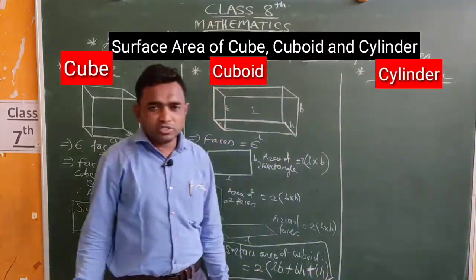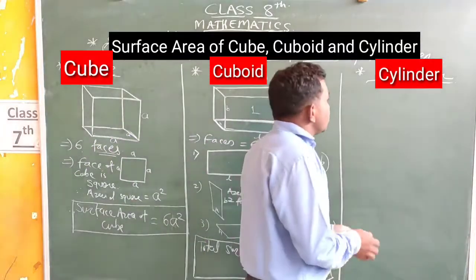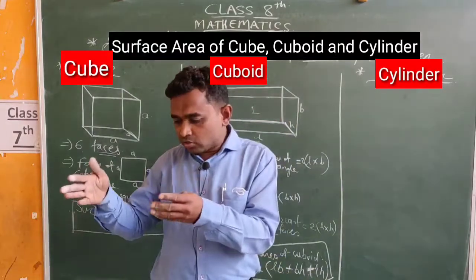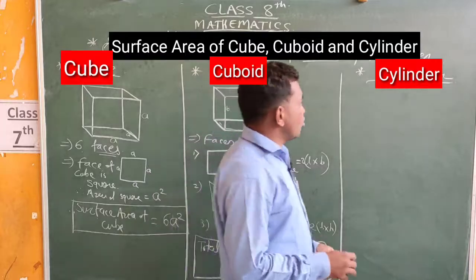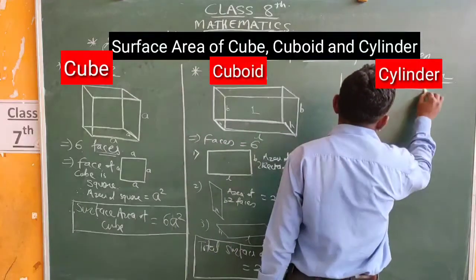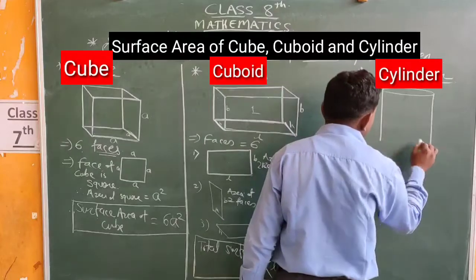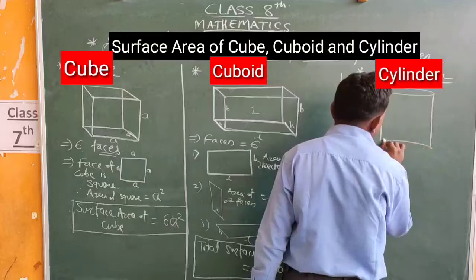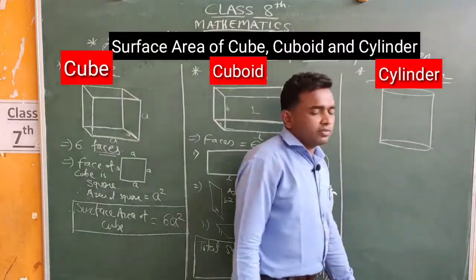Cylindrical shape means, in our home there is a gas cylinder. So again we call it a cylinder. Again its shape is like a cylinder. The shape of the cylinder consists of the top and the bottom, two circular figures.